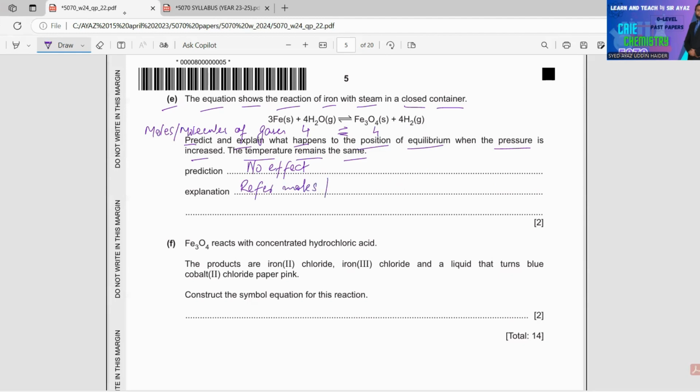Refer moles, molecules, or volumes of gases. That is same number of moles of gases on both sides of the equation.